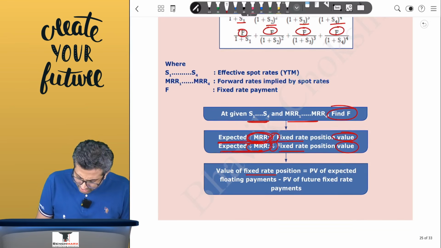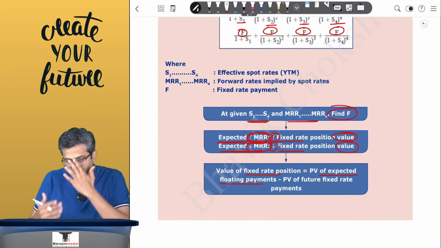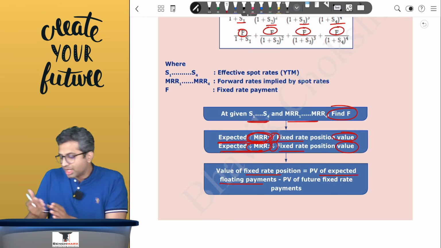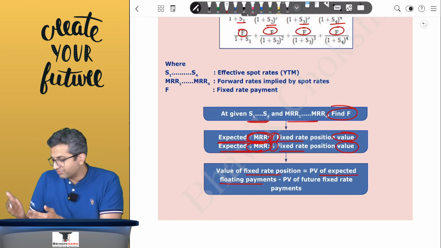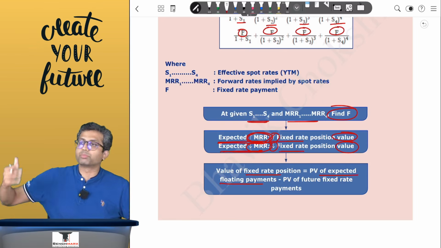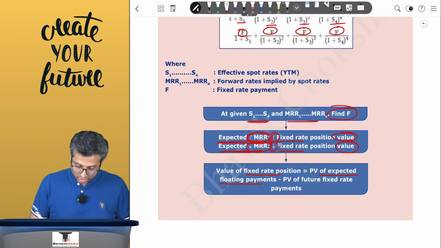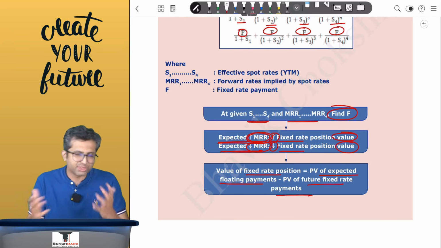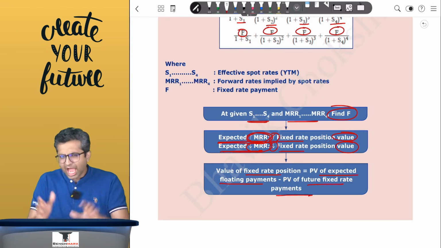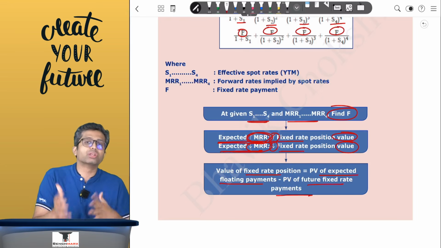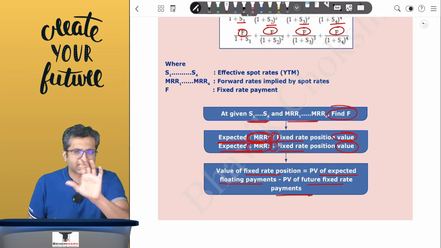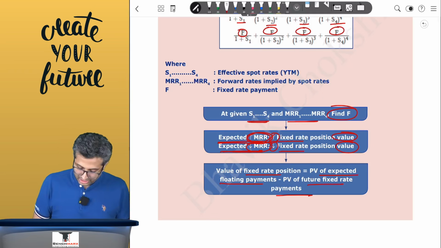The value of the fixed rate position is the present value of the expected floating payments, minus the present value of future fixed rate payments. Earlier we were thinking, let's say after the first payment is done, that floating payments will be 5, 7, 8. Now you think floating payments will be higher. Over here, if you do it with numbers, it is a little more understandable. Having said that, in derivatives, at least over here, they don't ask you so much technicalities. It's more of an introductory section.